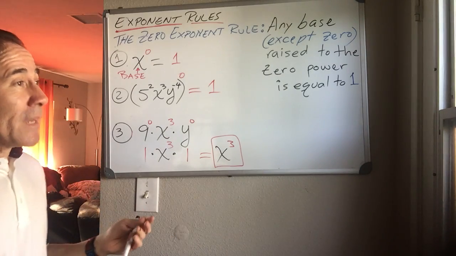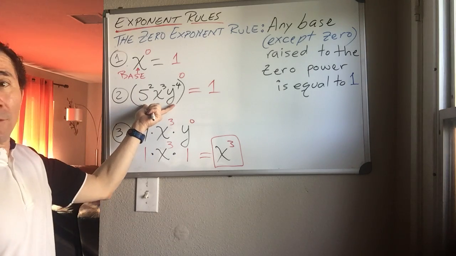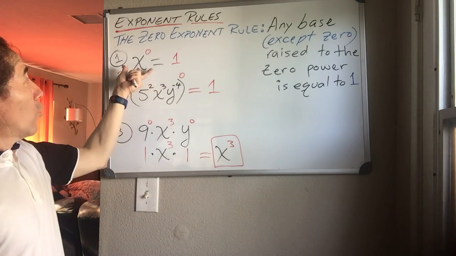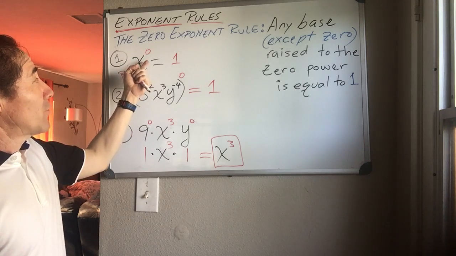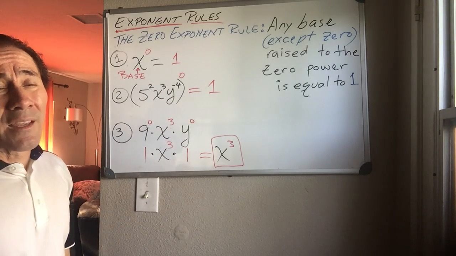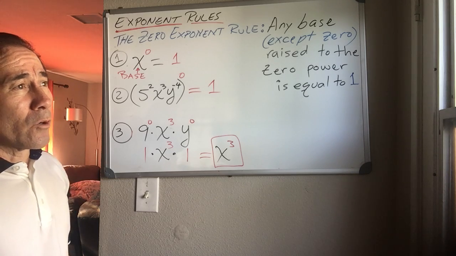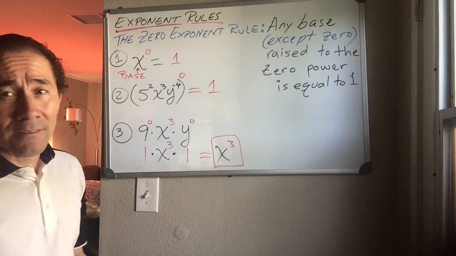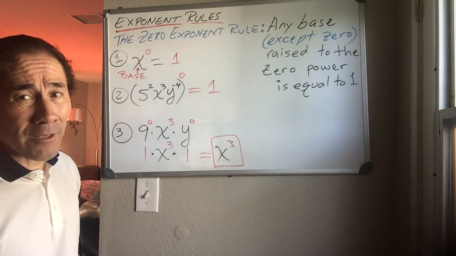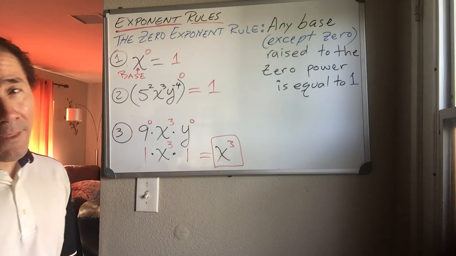You may be wondering why an expression such as this one, or this one, the first example, being raised to the 0 power is equal to 1. In mathematics, sometimes we use patterns to predict the next outcome. Let me show you what I mean by that.